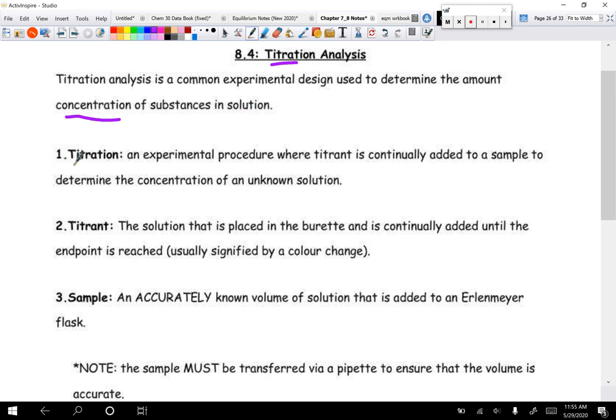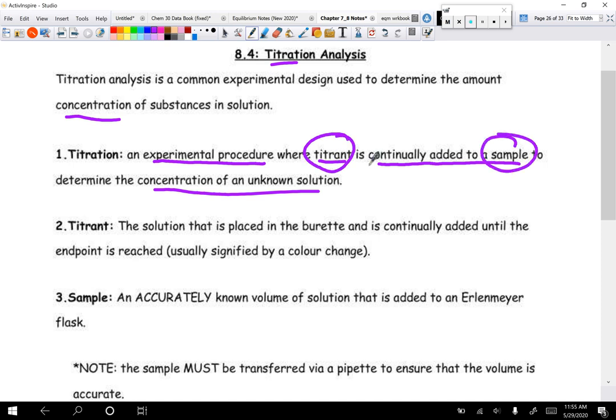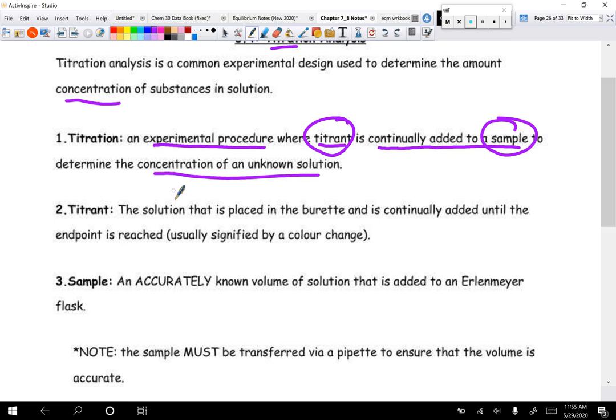So as we have right here, we have a bunch of definitions. So a titration, the experimental procedure, where the titrant is continually added to a sample to determine the concentration of an unknown solution. So of course we have two new words here that we're just going to break down for you. So what is a titrant and what is a sample? Well, the titrant, we have the definition right here, is a solution that is placed in the burette.